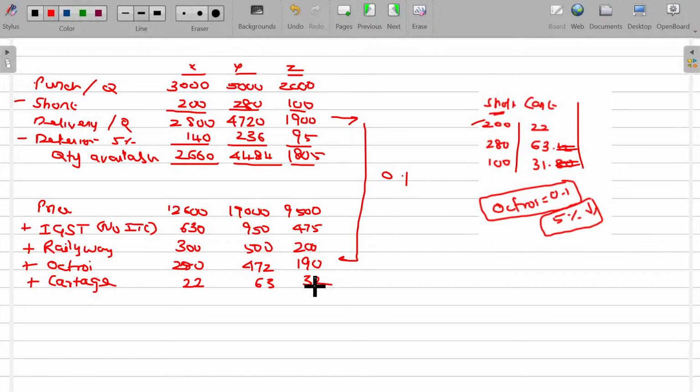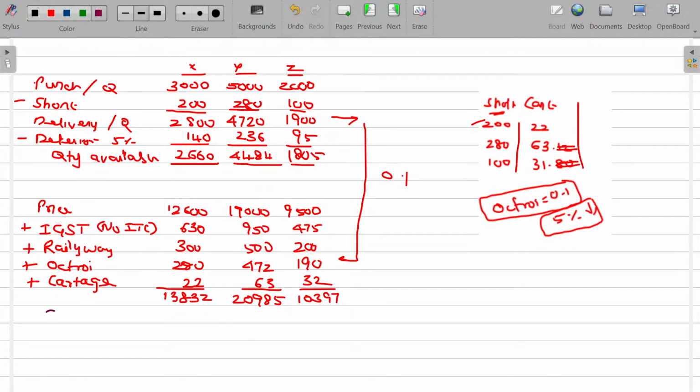Okay. In the text, I just gave the rounded value only, right? Okay. Hope now you'll be able to understand. Now, what is the total cost for X? The total cost for X being 13,832, Y 20,985, Z 10,397.